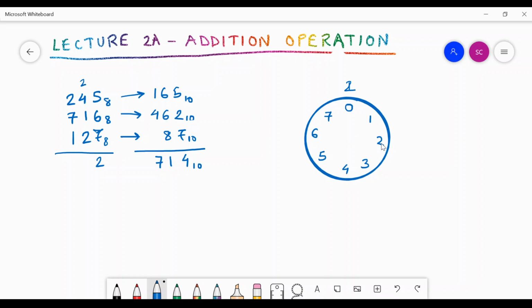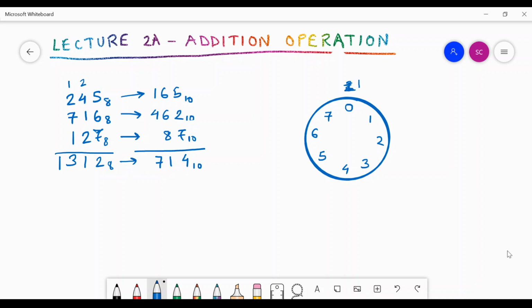2 starting from here. 1, 2, 3, 4. Then 1. Then 1, 2. We are reaching here. We have crossed only once. And we are reaching 1. 1 plus 2. So 1, 1, 2. 1, 2, 3, 4, 5, 6, 7, 1. Reaching here, we have crossed only once. So 1, 3, 1, 2. And if you convert this, you will get 714.